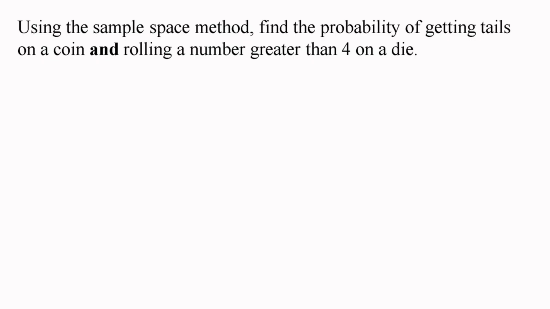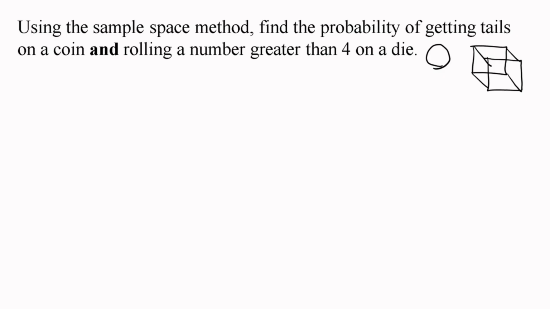Using the sample space method, it means the stupid method that we talked about. Find the probability of getting tails on a coin. So I have a coin and I have a die and I want to get a number which is greater than 4. First of all, how many events do I have? As you can see, I have 2 events. One of them is related to flipping a coin. The other one is related to rolling a die. So we have compound events.